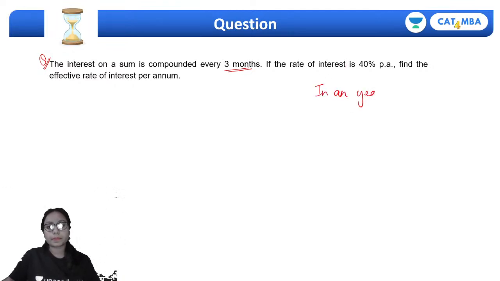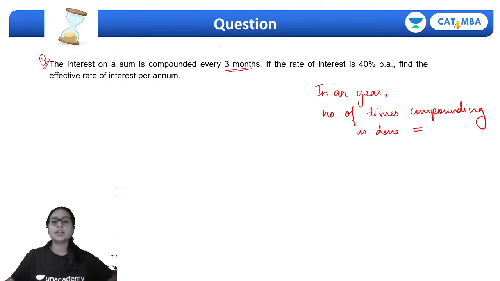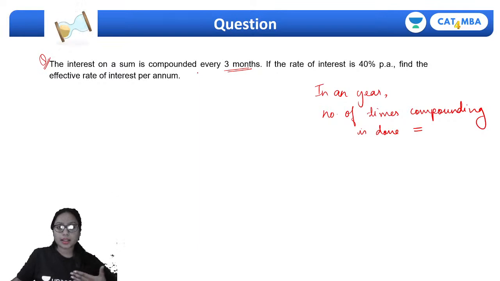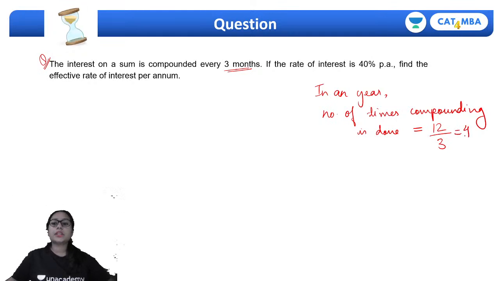In 1 year, the number of times compounding is done is equal to... Yes, can you tell how many times the compounding is done in this question? Since the amount is compounded every 3 months, compounding is done 12 by 3, that is 4 times in a year. Hence, I can say that the value of k is equal to 4.